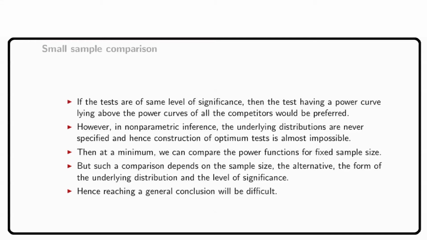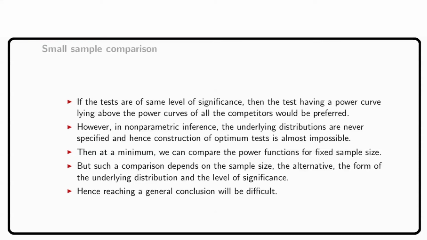Thus, if the tests are of the same level of significance, then the test having a power curve lying above the power curves of all the competitors would be preferred. However, in non-parametric inference, the underlying distributions are never specified and hence construction of an optimum test is almost impossible.